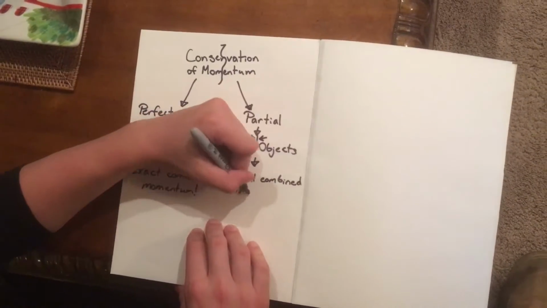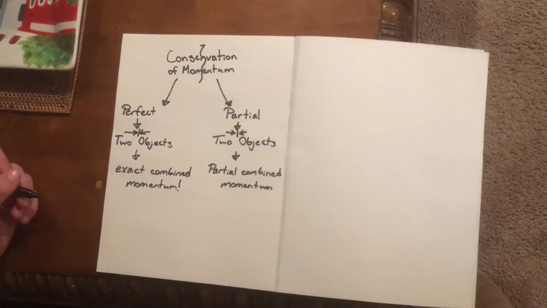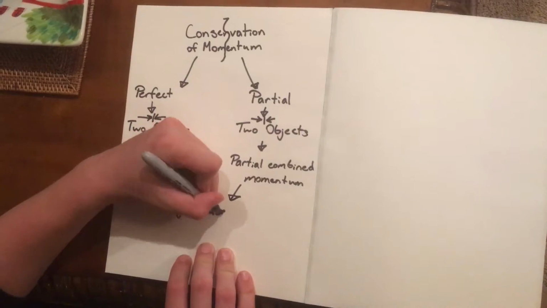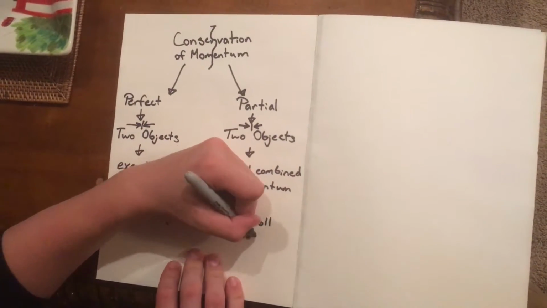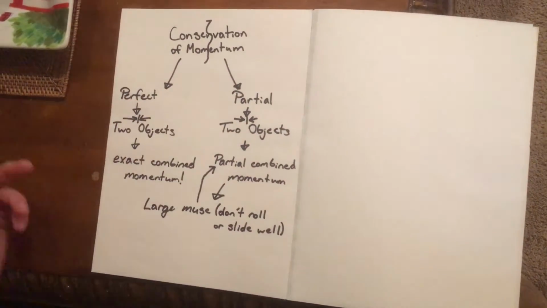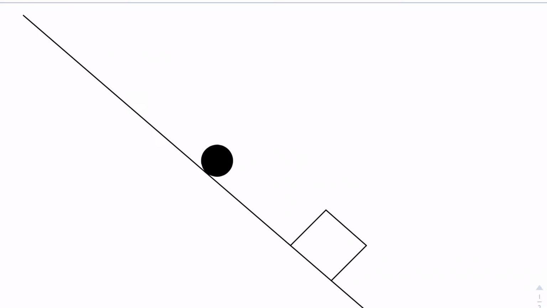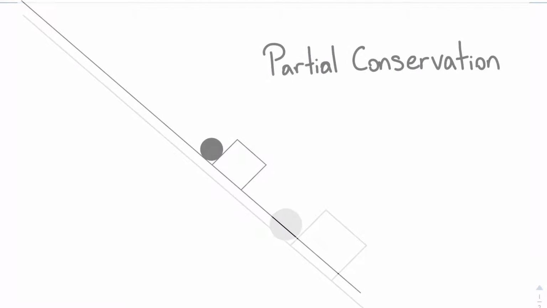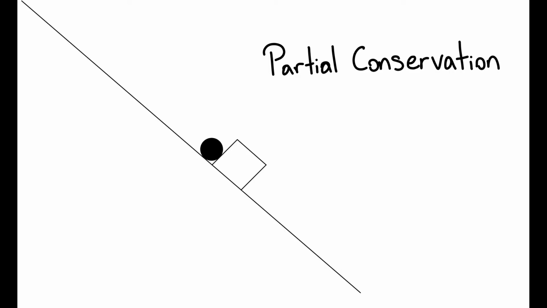Things with a large mass, or things that don't slide well or roll well, will end up only having partial momentum. If you try and roll a ball down a hill and hit a rectangle, then they will only have a partial conservation. Let's put this to the test.